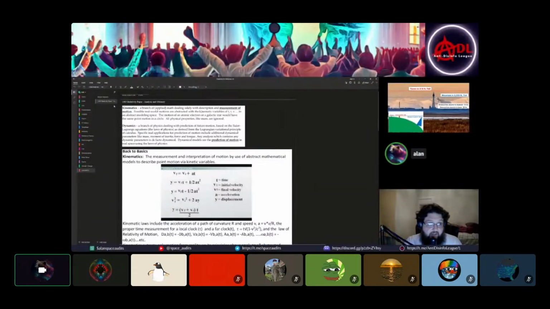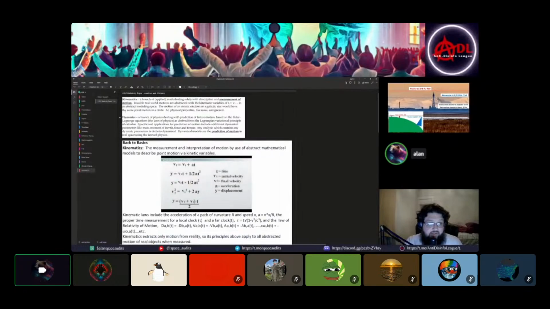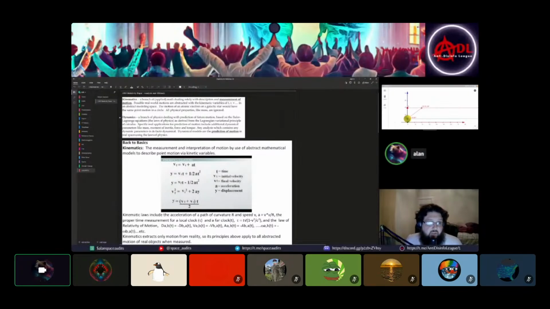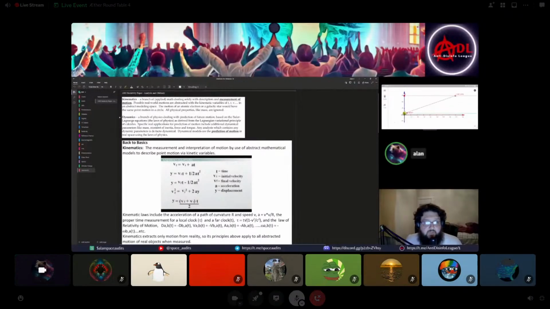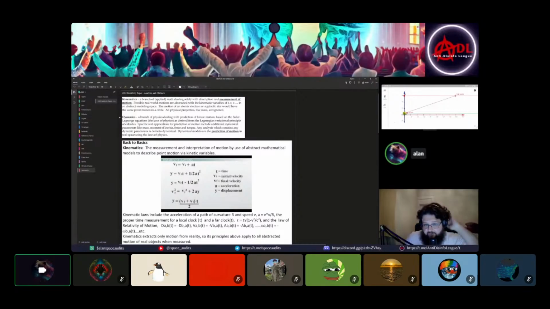And then we're going to get into the distinction of dynamics. So dynamics, a branch of physics dealing with the predictions of future motion based on Euler and Lagrange equations, the laws of physics, as derived from the Lagrangian variational principle of calculus. Specific real applications and predictions of motion include additional dynamic parameters like mass, momentum, moment of inertia, force, torque, and all that. So all the important factors when you're actually trying to model something.